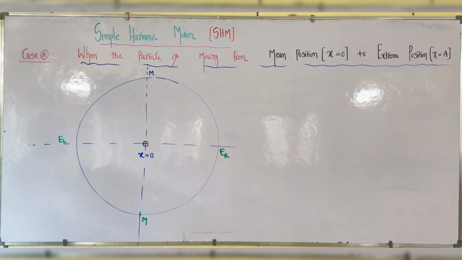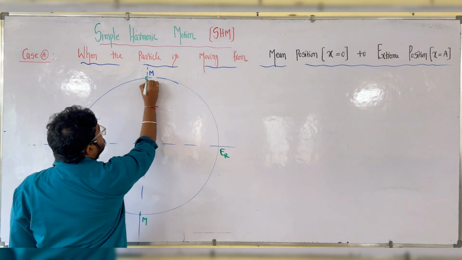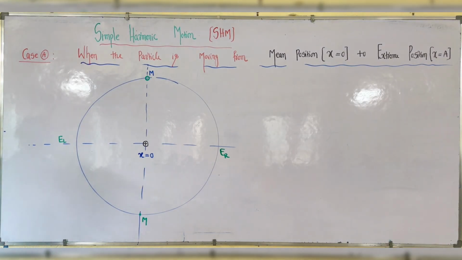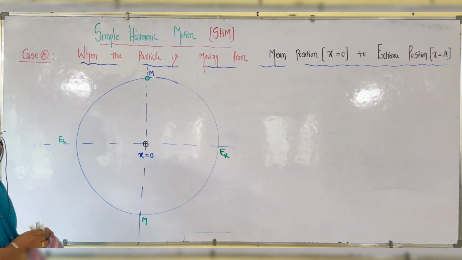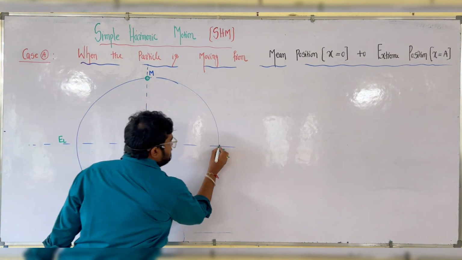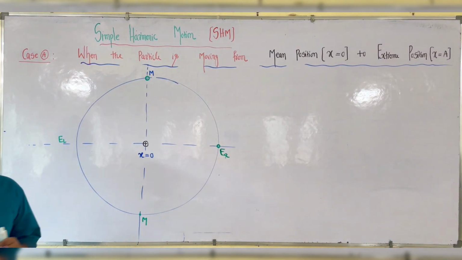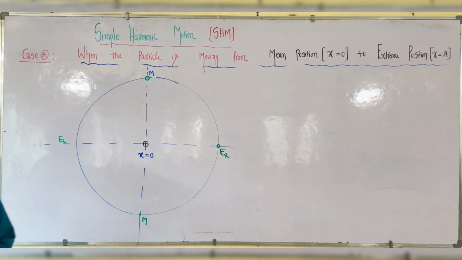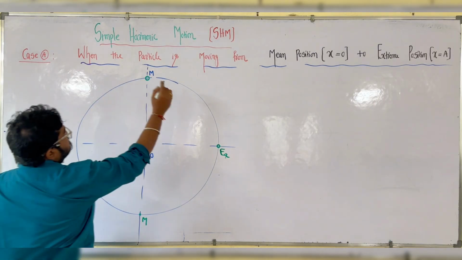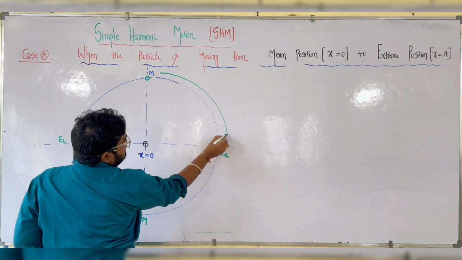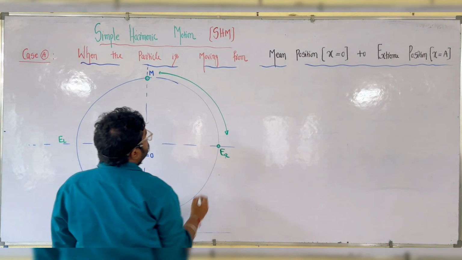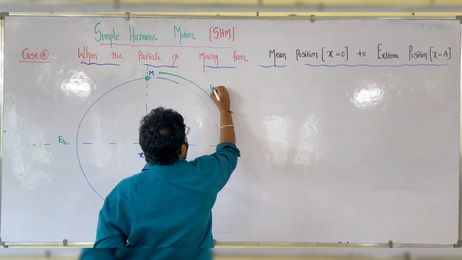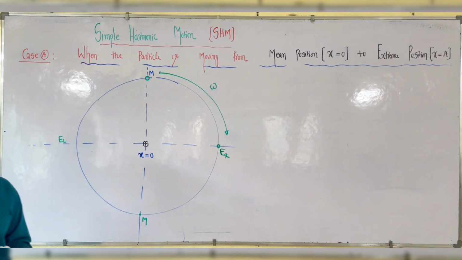Right extreme position. The particle starts from the mean position and ends at the mean position; then it completes one cycle. Starts from mean position to extreme position. As per case 1, the particle is moving from where to where? Mean position to extreme position. It starts from the mean position going towards the extreme position with angular velocity omega.